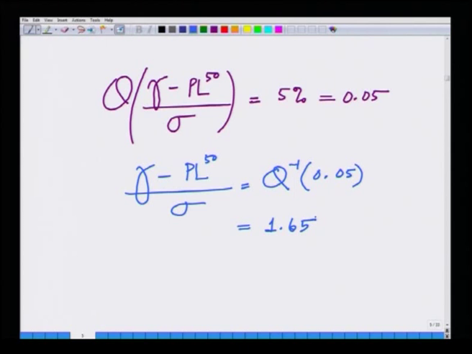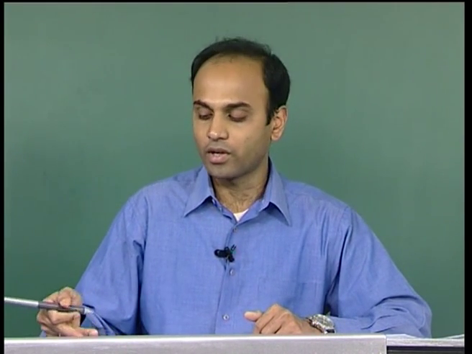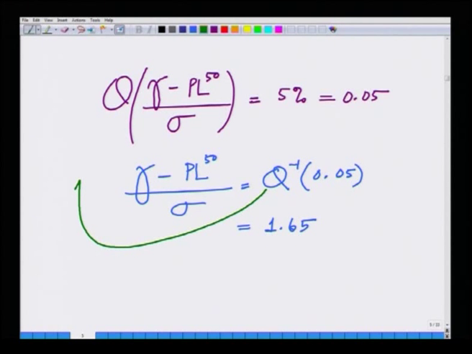which is essentially 1.65. The values of the Q function for different arguments are tabulated in the form of tables. From those tables you can read this value Q inverse of 0.05. Alternatively, this can also be computed in MATLAB. So, this Q inverse is computed from the tables, all right.